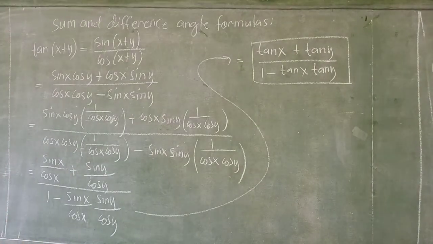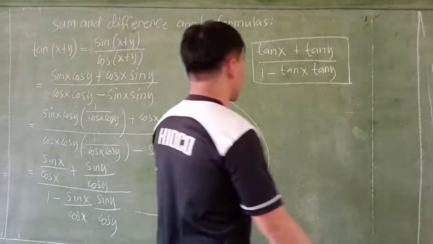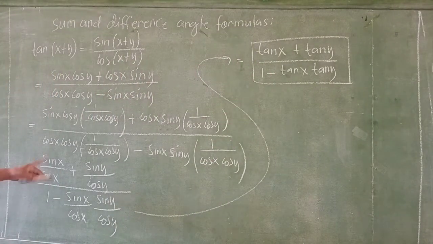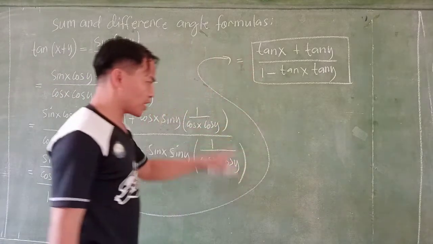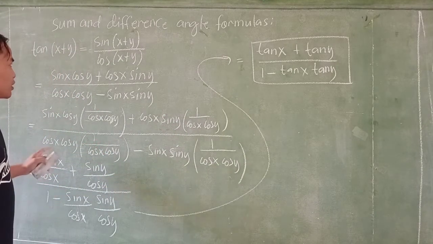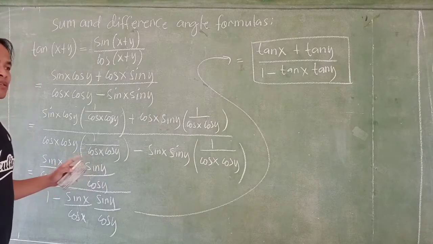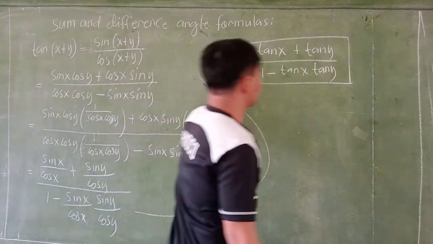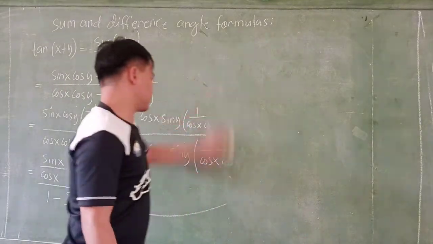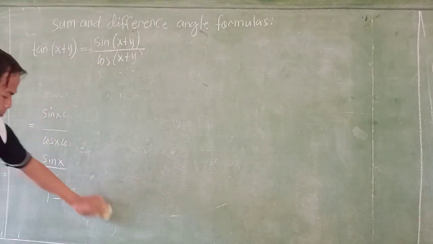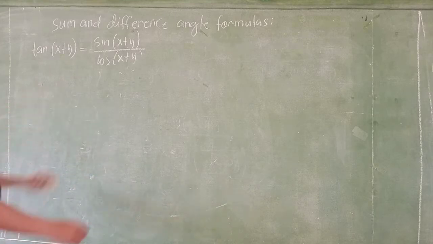Next, what about the difference? So let us try to find out the difference. If we want to find the difference, the pattern is still the same. I will erase this one so that you know how to derive the formula, particularly on the difference of the two angles, specifically for the tangent. Okay, what about x minus y?